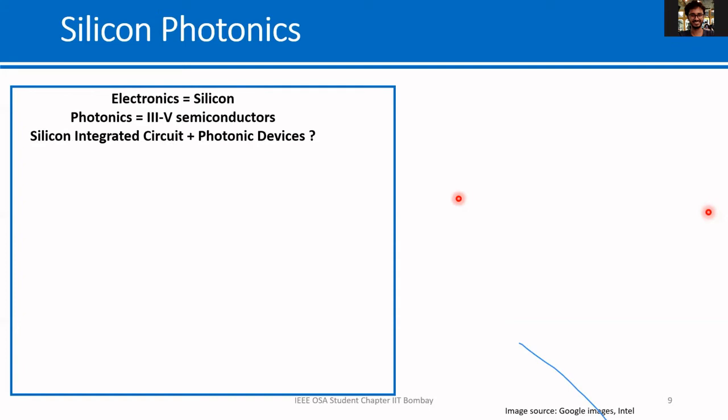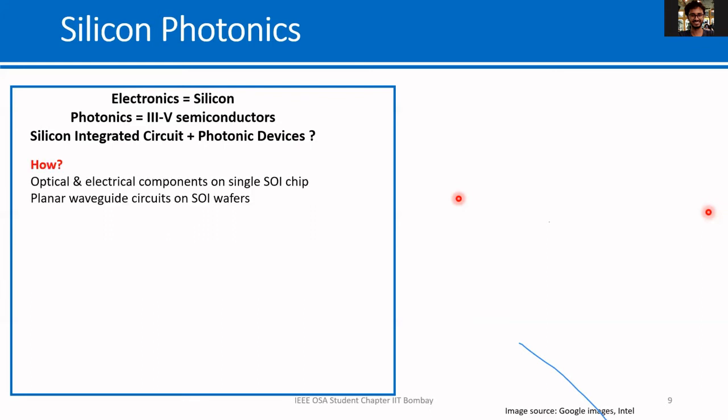So, is it possible that we can integrate silicon integrated circuit technology with photonic devices? Well, it's possible, and that's the field of silicon photonics. How do we do that? We do that using the fact that the optical and the electronic components can be assembled on a single SOI chip instead of a silicon chip, where SOI stands for silicon on insulator. The insulator is where the waveguides are typically grown in the SOI circuits, and the insulator typically is silica.